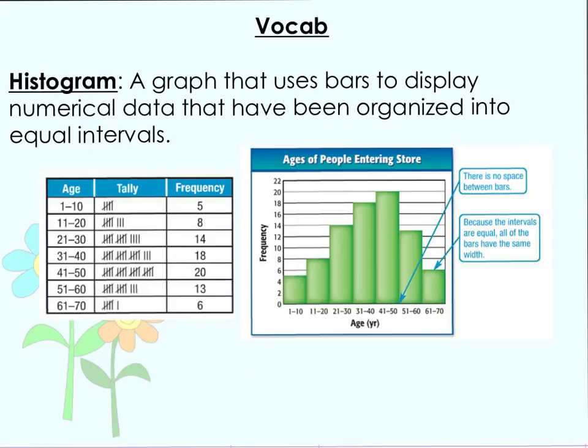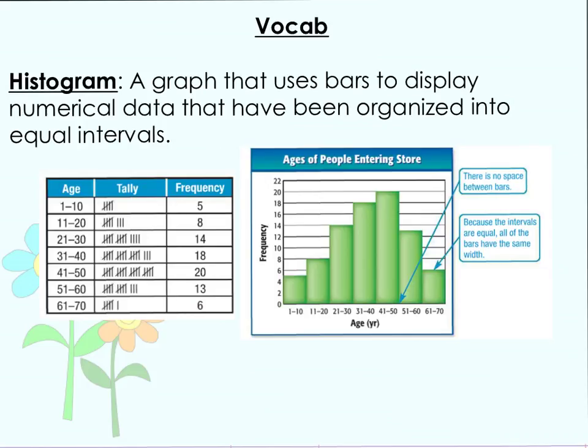A histogram is basically a bar graph, but a little bit different from the bar graphs that you typically create for other classes. They organize the information into intervals. Over on the side, for the table, we took information of all of these ages and tallied them. I surveyed a bunch of people and asked them their age, created these little tallies, and then figured out the frequency of how many people in each age group came to this store.